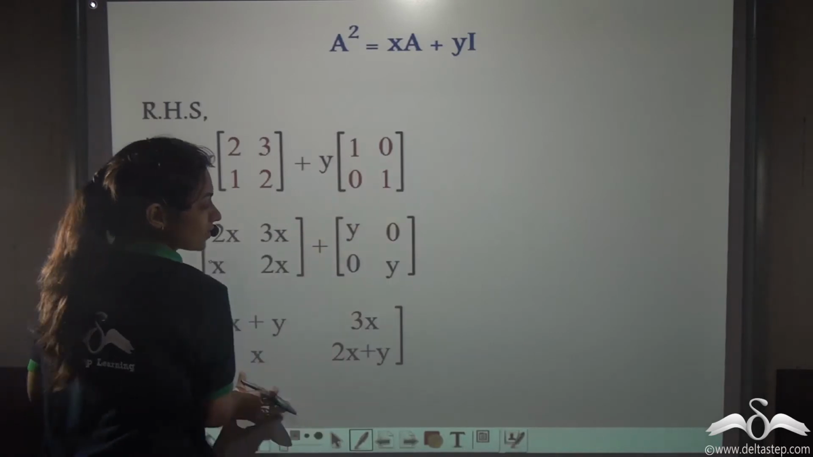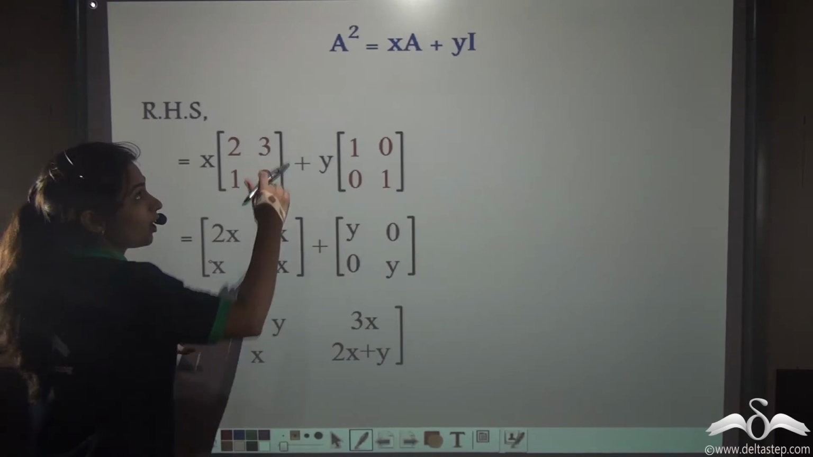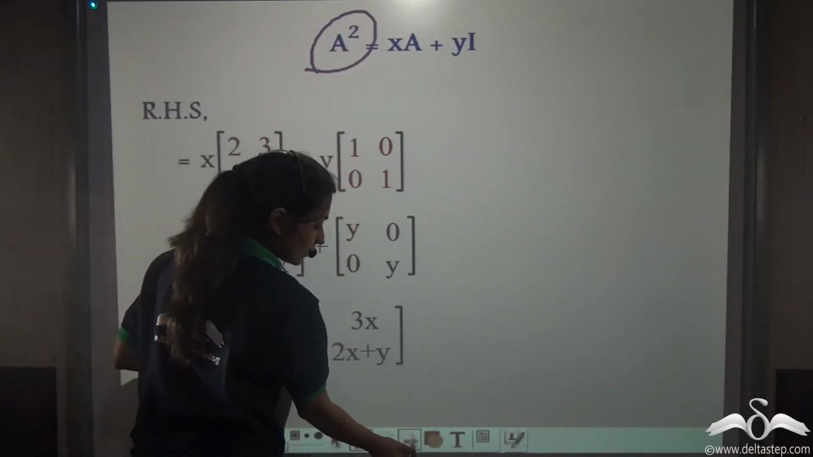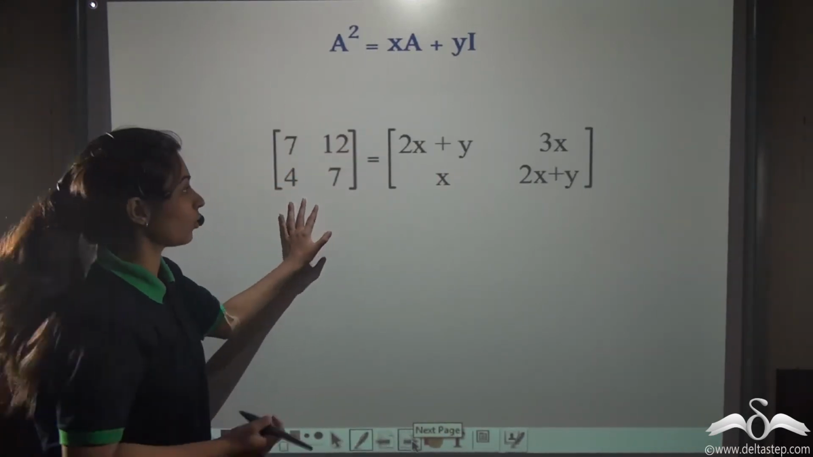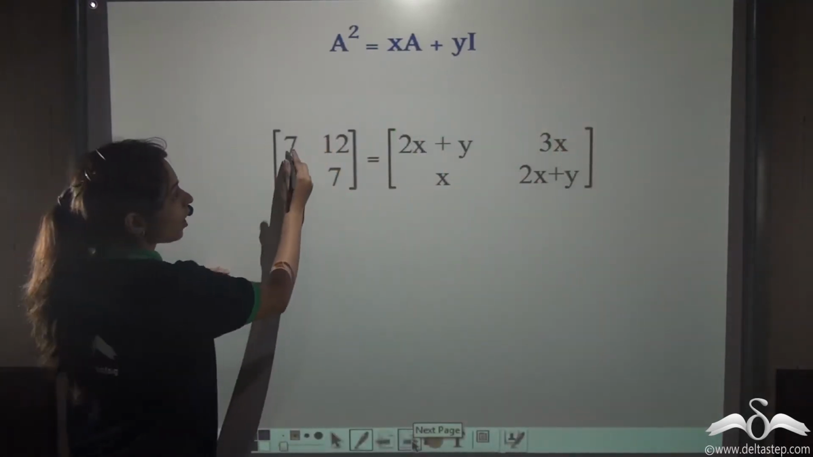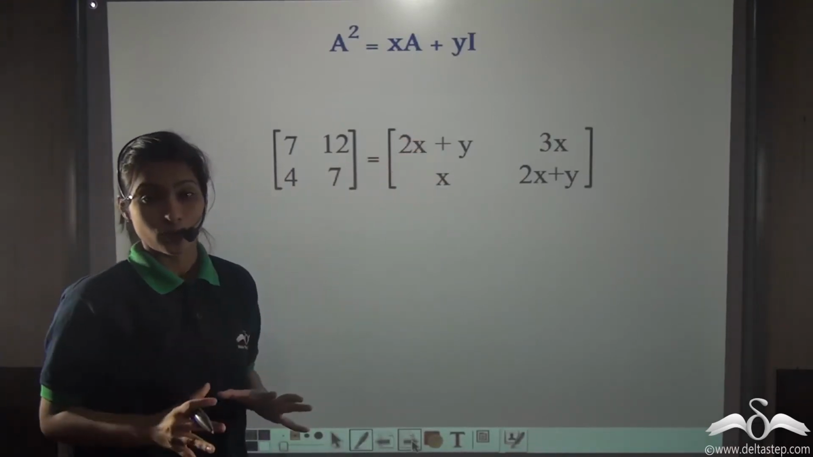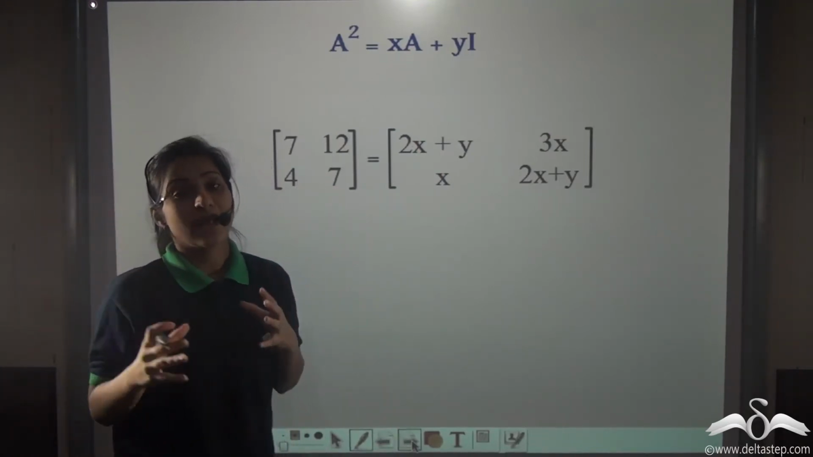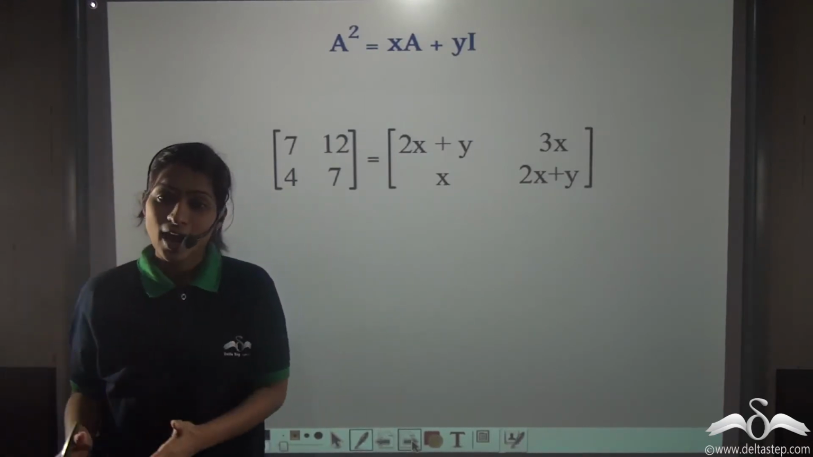Now, what is the outcome of doing this? We found out RHS. We are getting the elements in terms of x and y. But we have also found out the LHS before. Let us equate these two and see whether we get anything. See, A square is this, what we had already found out. Now equating the RHS with LHS. According to the question, we have been given that these two are equal. So if we know that two matrices are equal, that means all the elements of one matrix are equal to the corresponding elements of the other matrix.